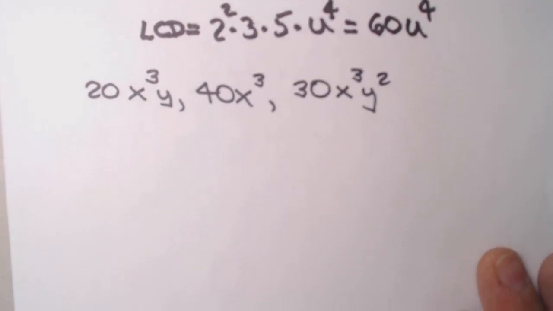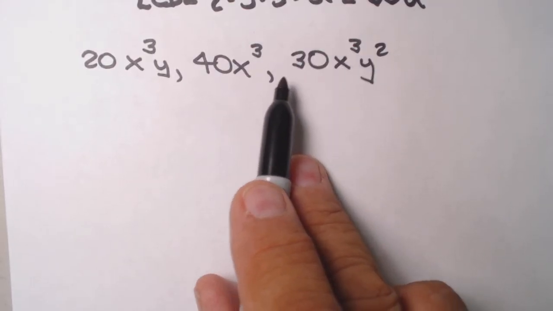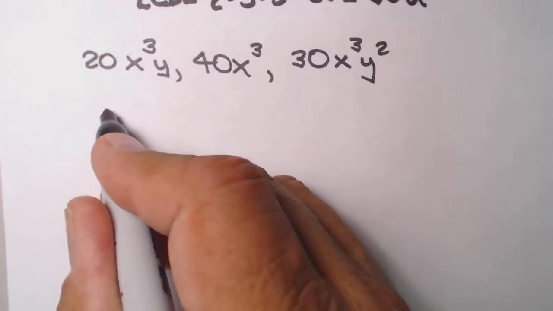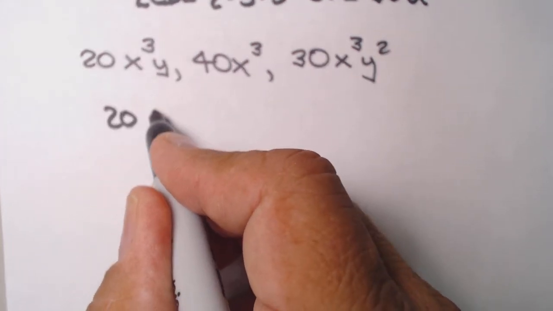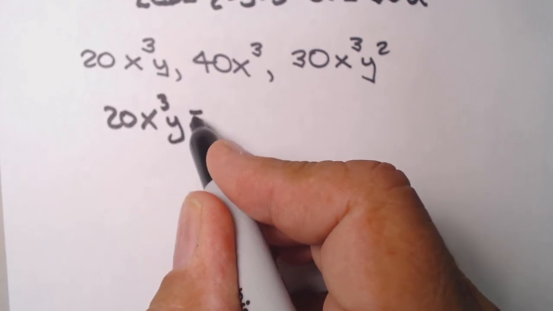Okay, well, let's look at one more example here with even some more variables in it. We got three guys here. We want to find the lowest common multiple. Again, it's not difficult to do. Let's take each one in turn. Here's the first one, 20x cubed y.